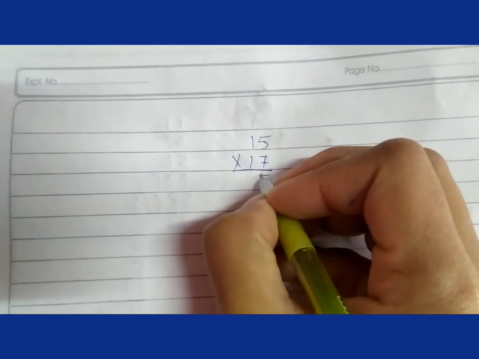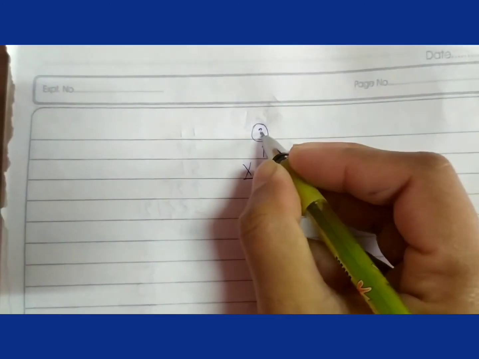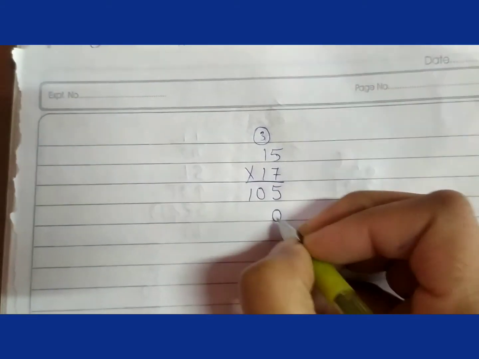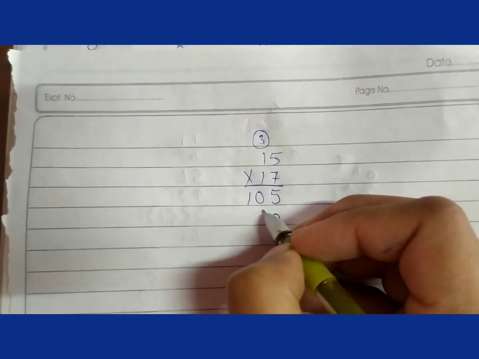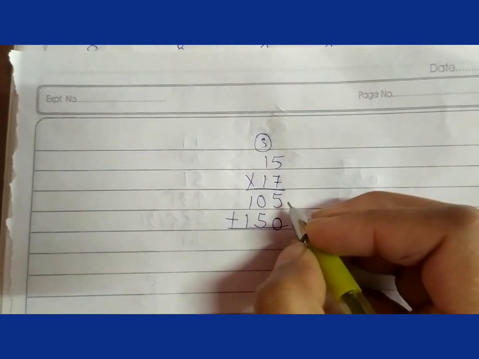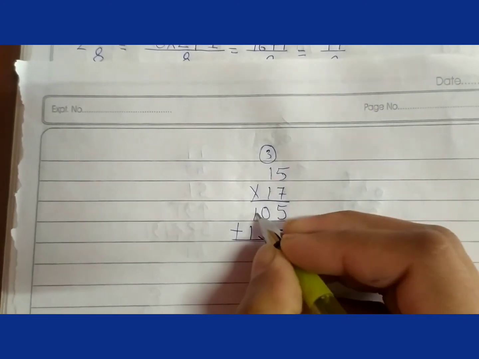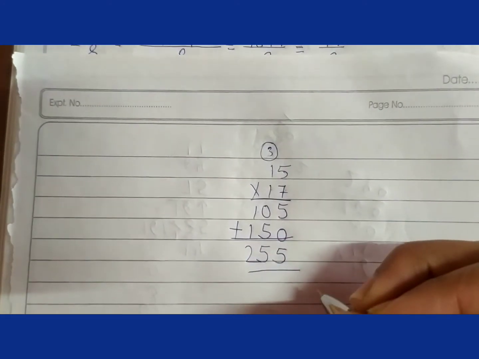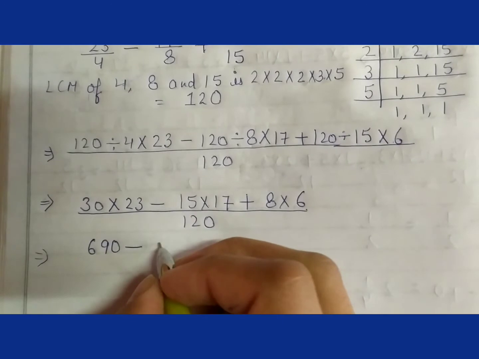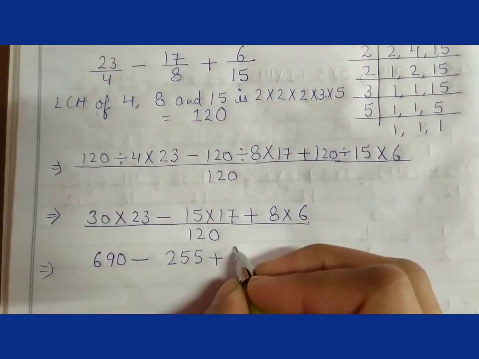7 5s are 35. 5 write down this place. 3 carry. 7 1s are 7. Add 3, 10. Write 0 on the place of ones. 1 multiply 5, 5. 1 multiply 1, 1. And then add 5 plus 0, 5. 0 plus 5, 5. 1 plus 1, 2. 255. Write 255 plus 8 multiply 6, 48 upon 120.